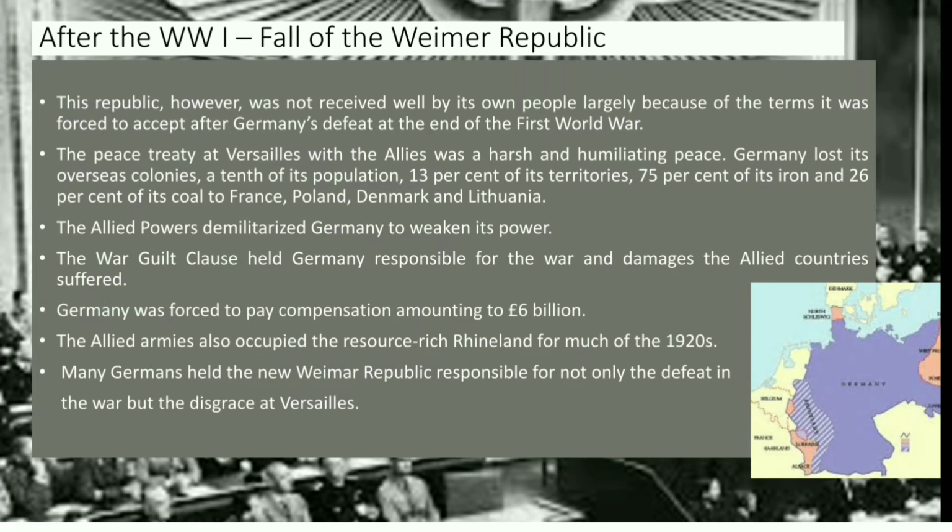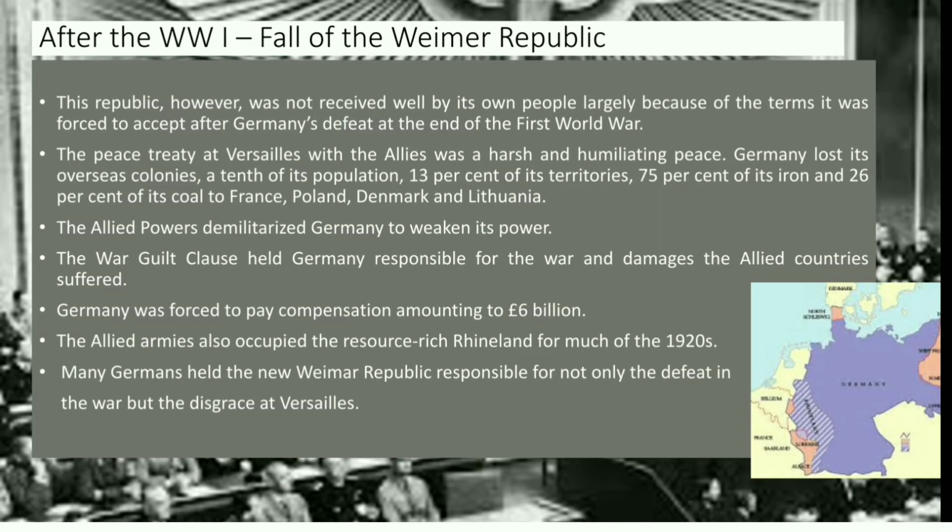The Allied powers demilitarized Germany to weaken its power. The war guilt clause held Germany responsible for the war and damages the Allied countries suffered. Germany was forced to pay compensation amounting to 6 billion. The Allied armies also occupied the resource rich Rhineland for much of the 1920s.